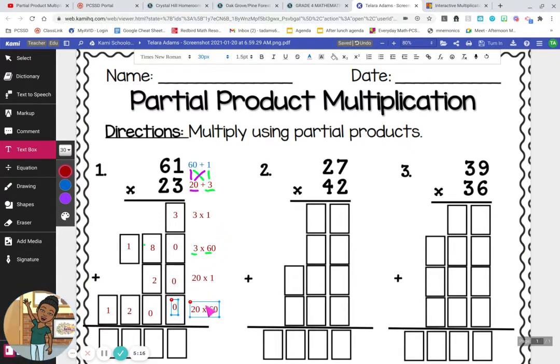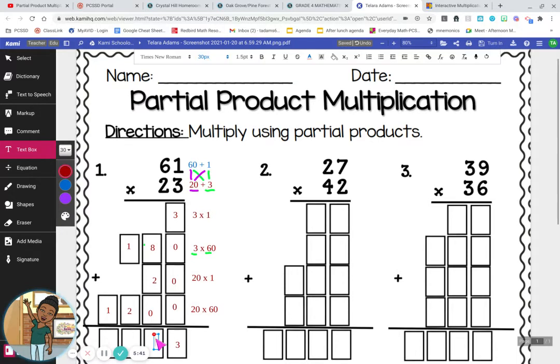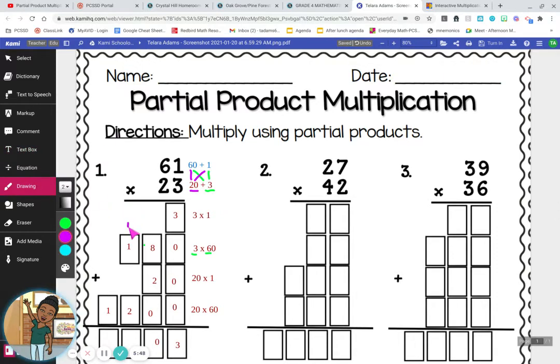Now that I have all of my products, I can add them, and that will give my final answer, my final product for 61 times 23. Let's add them together. 3 plus 0 plus 0 plus 0 equals, absolutely, 3. 8 plus 2 equals 10. So I'm going to put my 0 in my tens column, make sure I carry my 1. Draw my 1 as a reminder.